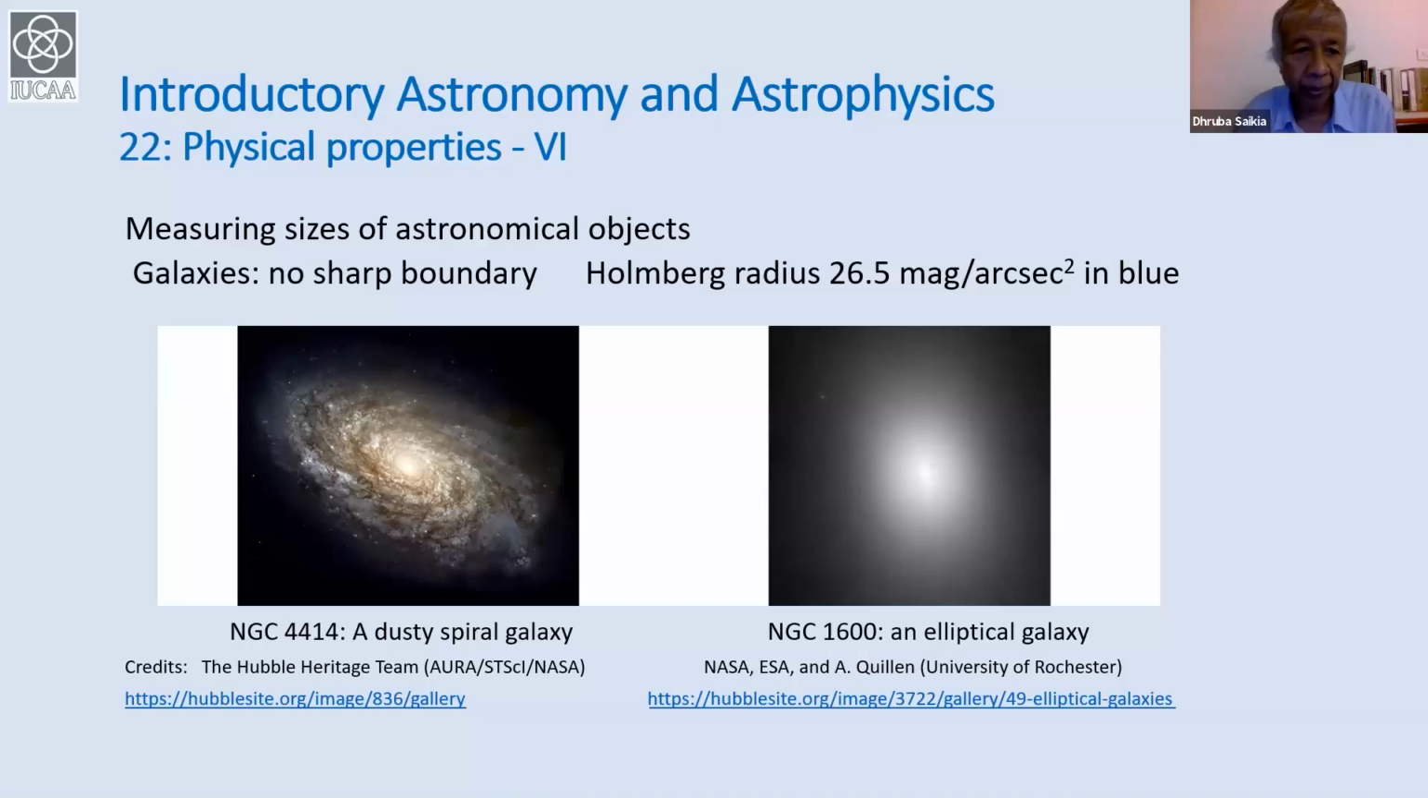The fainter you go, the boundaries are less well-defined and they're more prone to errors. So there is also a tendency by several astronomers to define it to about, say, 25 magnitude per arcsecond squared, whereas Holmberg has gone a little deeper. Here you can see two kinds of galaxies. One is a dusty spiral galaxy and the other is an elliptical galaxy. And we'll learn a lot more about galaxies later on, but these galaxies are classified just according to the shapes that they appear to you. How they evolve, how they form is an interesting story as well, which we will try to touch upon later.